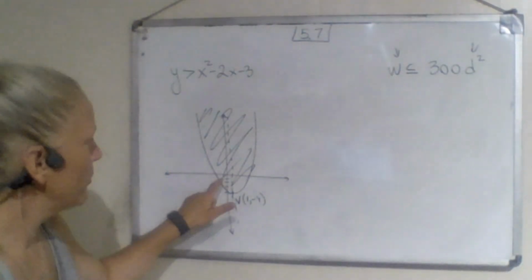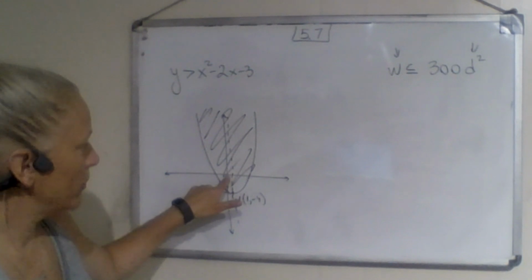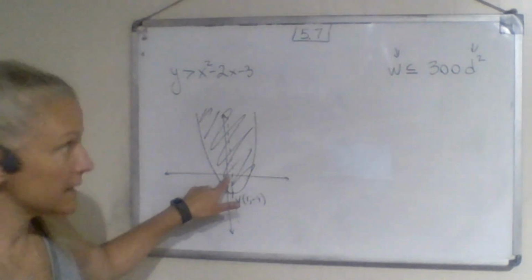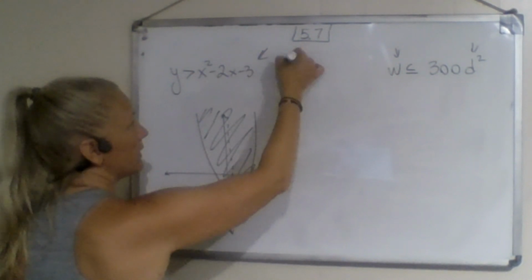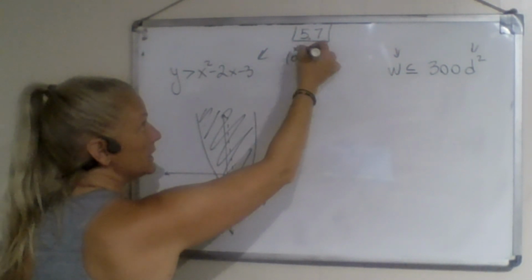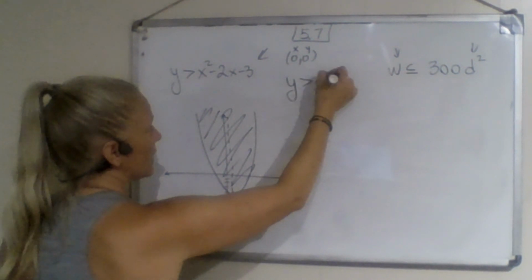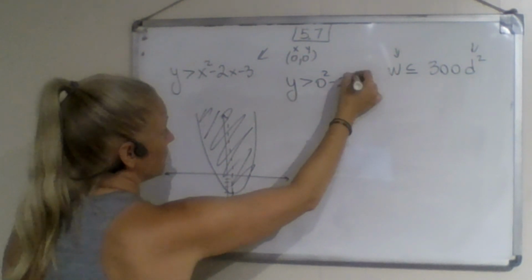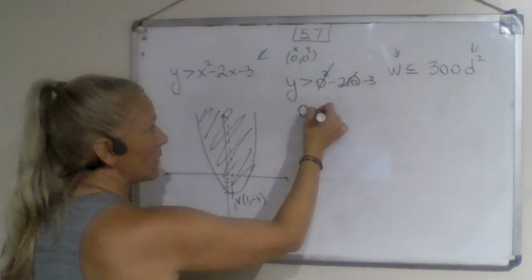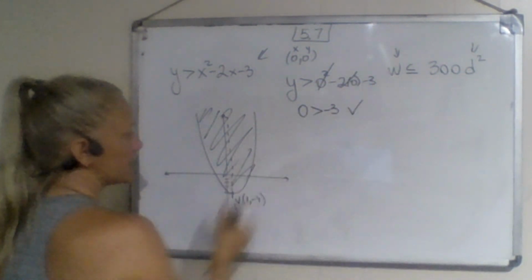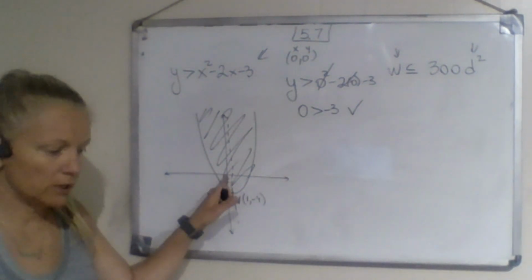If I would just pick the point right there, if I would make the point 0, 0, and I want to check, is this correct? Is 0, 0 checking this inequality? 0, 0, which means x is 0, y is 0. That means y has to be greater than 0 squared minus 2 times 0 minus 3. Well, that's 0, that's 0. Is 0 greater than negative 3? Yes, it is. So if you ever want to know how, you just pick a point in there and you check it and it works.